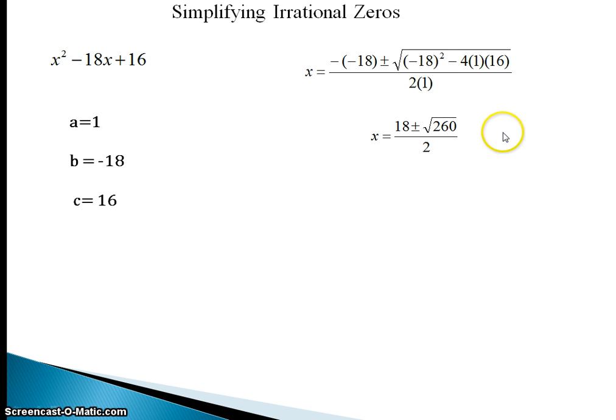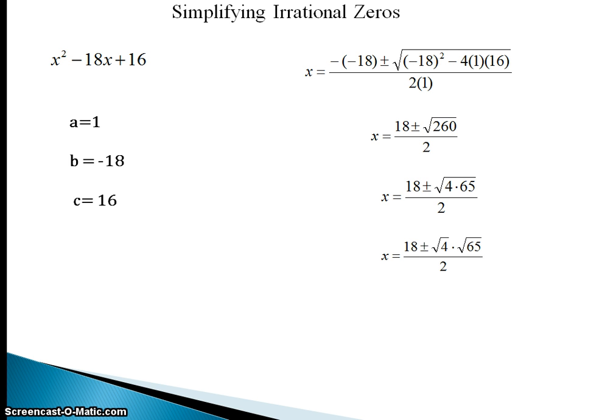Now, again, if you take a calculator and you put in the square root of 260, it's going to end up being this long, complicated decimal. That is not what we want. So we're going to factor 260 and find the pair that has the largest perfect square. And it turns out that that is 4 times 65. So we're going to rewrite that radical as the square root of 4 times 65.